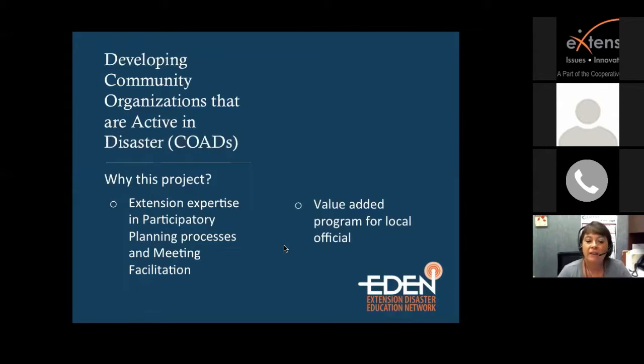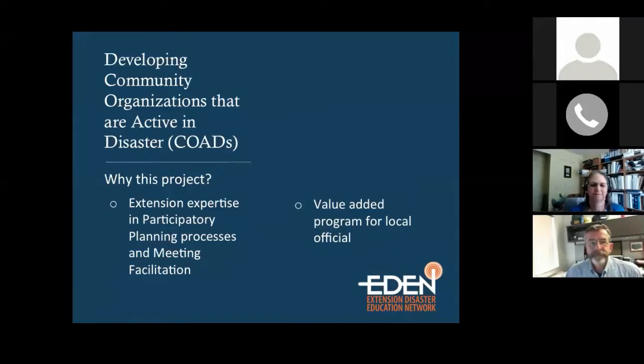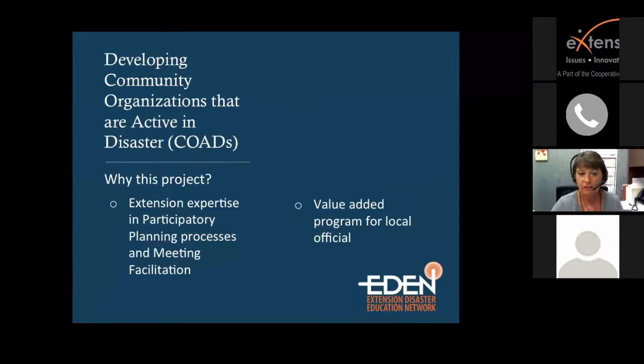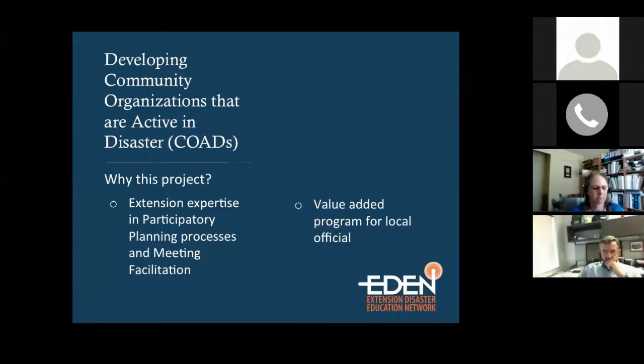As part of the program area work group on community development within Eden, we decided that the development of community organizations active in disasters, facilitated by Extension staff, was a good idea for multiple reasons. The first reason being that one of our key programming areas is participatory planning, and pulling together all of these various entities into what's necessary to have a good functioning COAD was one of those things that in community development we're really good at, and we facilitate meetings all the time.